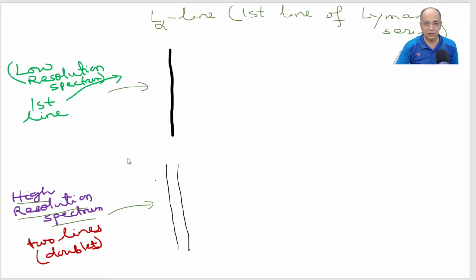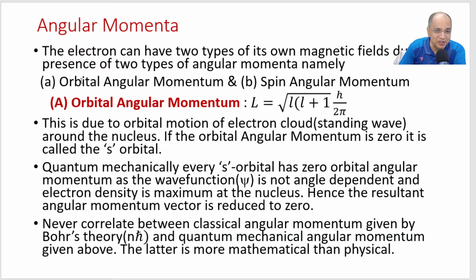Let's see what's that. Single line, say L alpha line in the Lyman series, and our high resolution spectrum gives two lines, right? No Zeeman. Now let's officially discuss how many types of motions are there inside an orbital, and what are the two different angular momenta. The plural of momentum is momenta. So the electron can have two types of magnetic fields. One due to the orbital angular momentum, and the other due to the spin angular momentum.